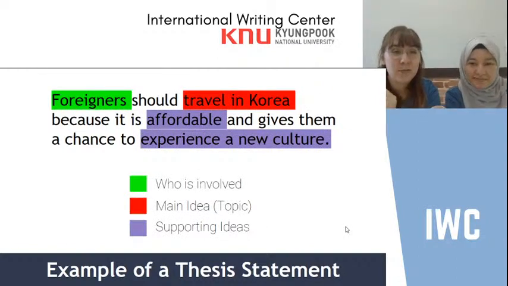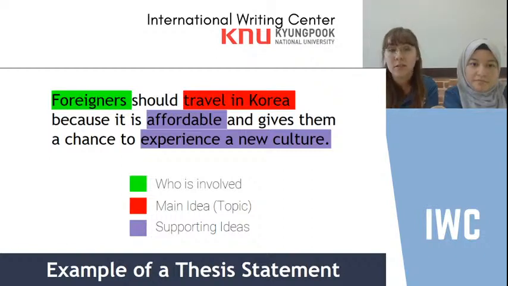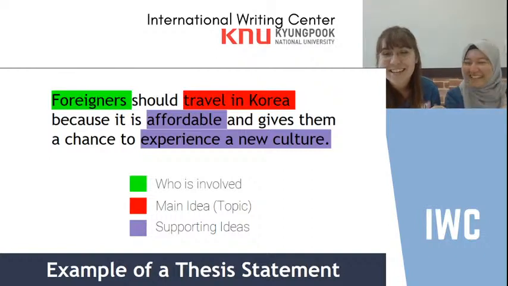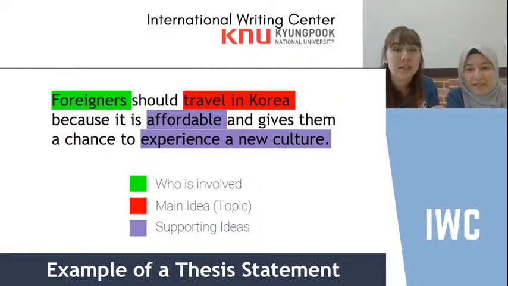So here are some of the answers. We highlighted who is involved, the main idea, and the supporting ideas. So foreigners, in this example, are the people involved. And then travel in Korea is the main idea. It's the topic. It's what you're trying to argue. So foreigners should travel in Korea. That is what you're arguing. And then the supporting ideas are affordable and experience a new culture. So those are your 2 supporting ideas.